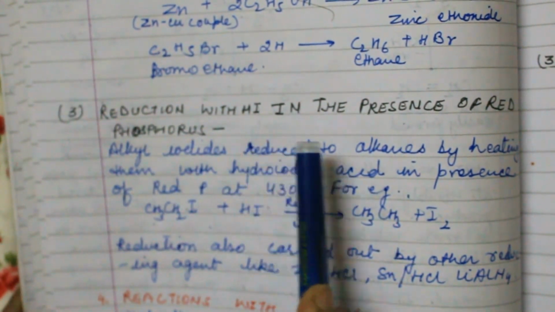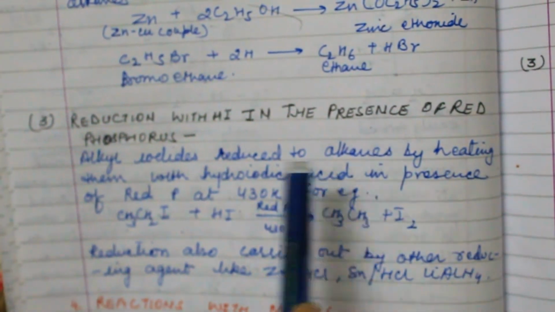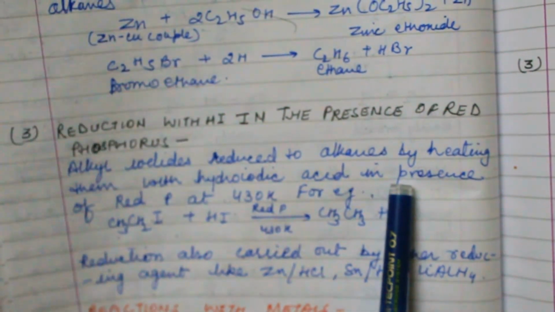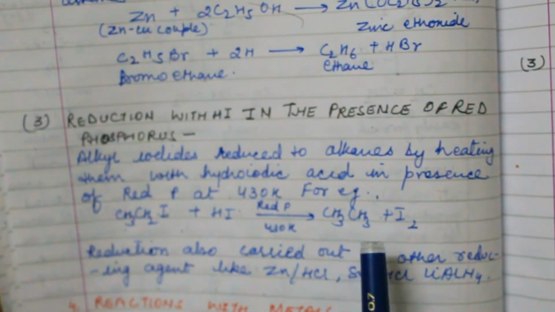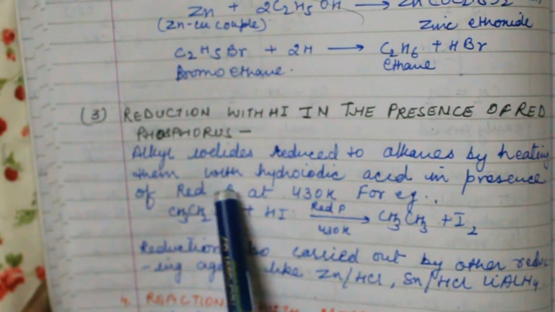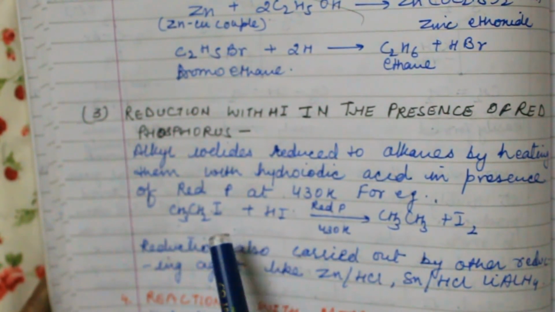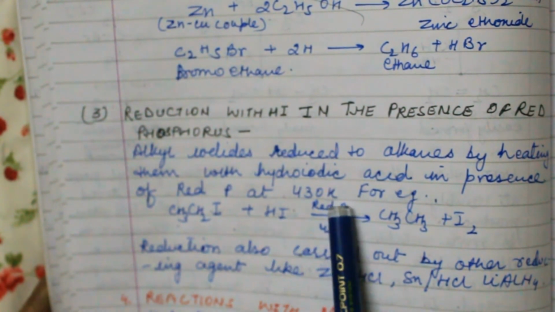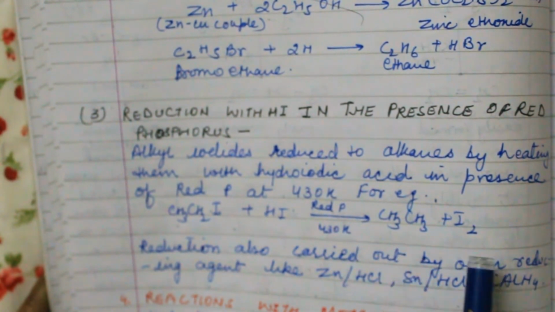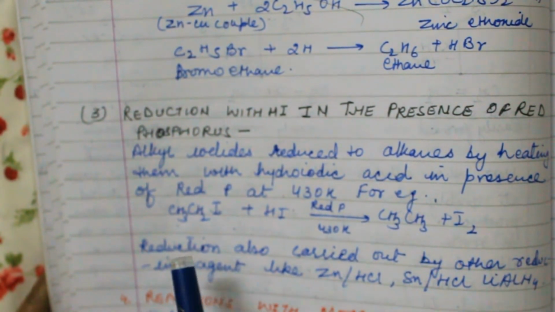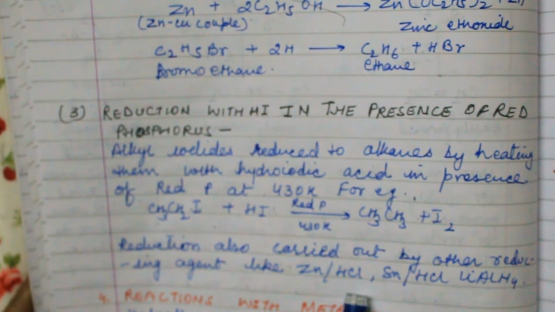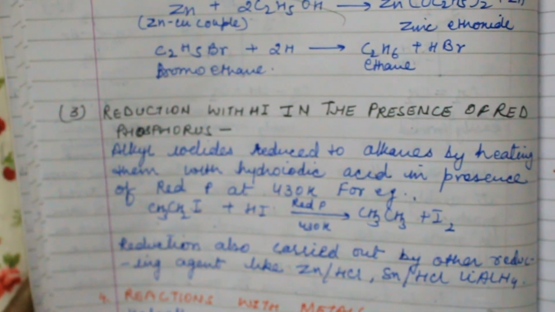Now next is reduction with HI in the presence of red phosphorus. So alkyl iodide is reduced to alkane by heating with hydroiodic acid in the presence of red phosphorus at 430 Kelvin. For example, this is iodoethane, and when it reacts with HI in the presence of red phosphorus as a catalyst at 430 Kelvin, it forms alkane and I2 as a byproduct. Reduction can also be carried out by other reducing agents, that is zinc-HCl, tin-HCl and LiAlH4.